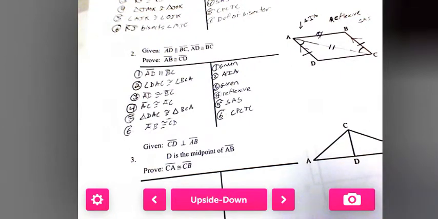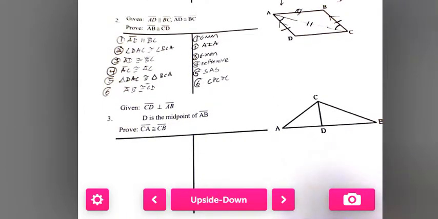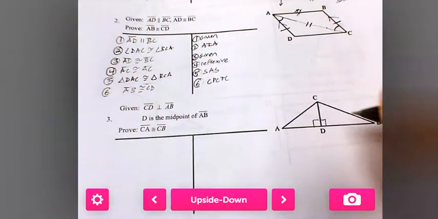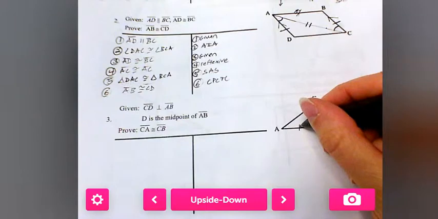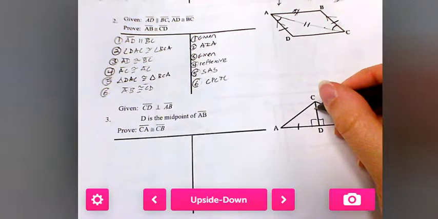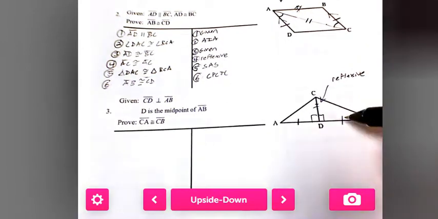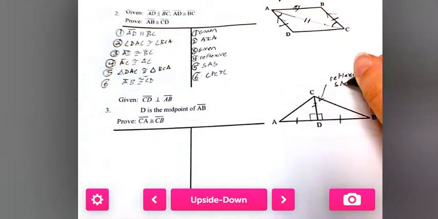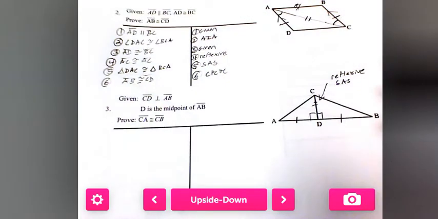Okay. This next one, why don't I mark it up and you guys try it? You ready? Okay. CD is perpendicular to AB, so we know that's going to make these right angles. D is the midpoint of AB, so these two are congruent. What else is congruent here? CD is congruent to CD by what again? Reflexive. Yeah. And then why are these triangles congruent? SAS. And then how would I know this last bit, that CA is congruent to CB? CPCTC.